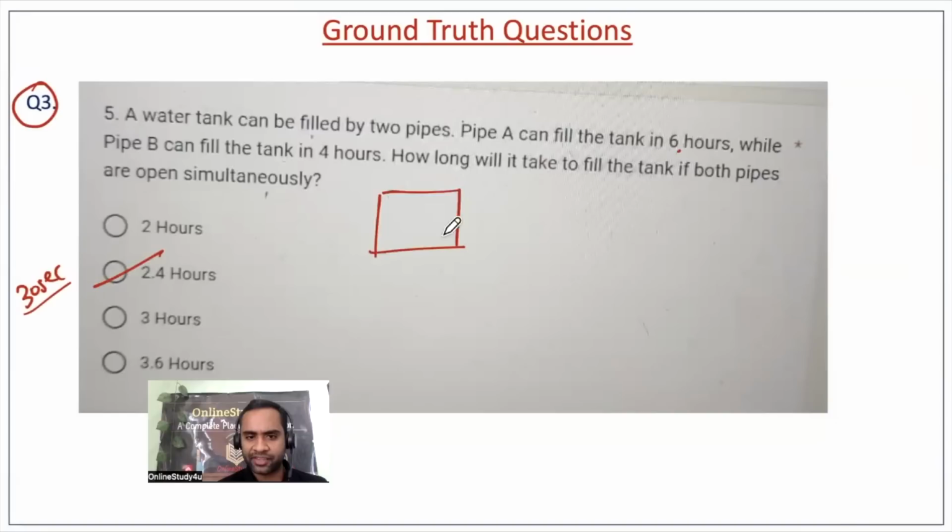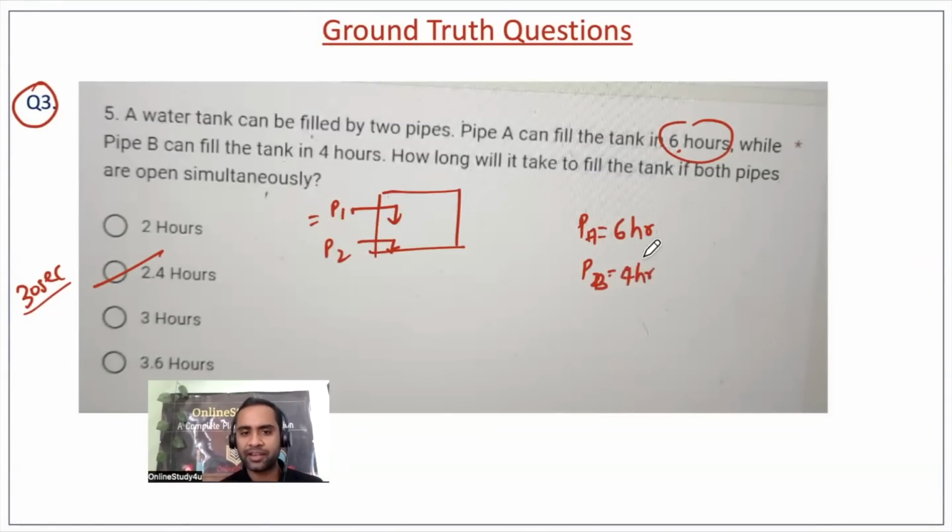So a water tank is there and 2 pipes. Okay, so pipe 1 and pipe 2 is filling the tank. Right now, pipe 1 can fill the tank in 6 hours, and pipe B, so basically A and B, pipe B will be able to fill the tank in 4 hours. Right now, how long will it take to fill the tank if both pipes are open simultaneously?